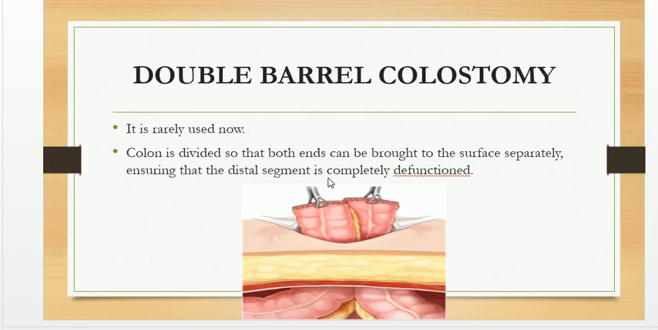So for 100% diversion, what is important is that the ends are brought separately to the surface. So they cause complete defunctioning. Here you can see this is double barrel. One end is here and the other through the same opening. You can see that. It's a double barrel colostomy.